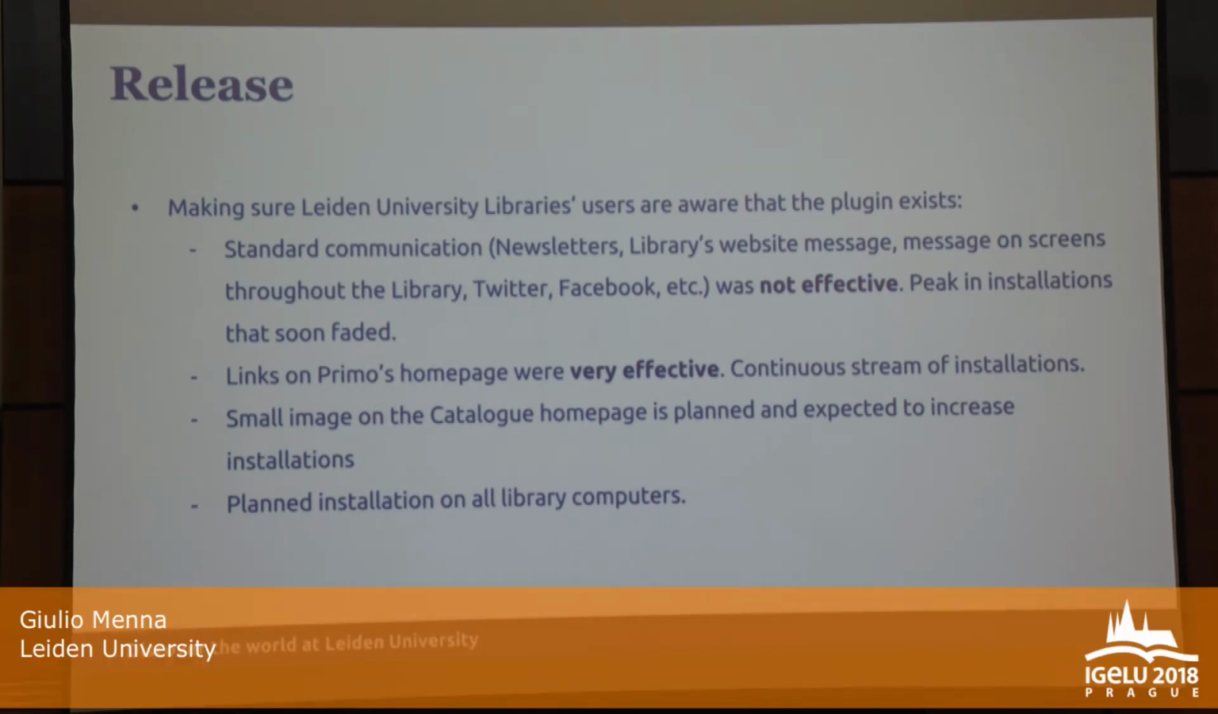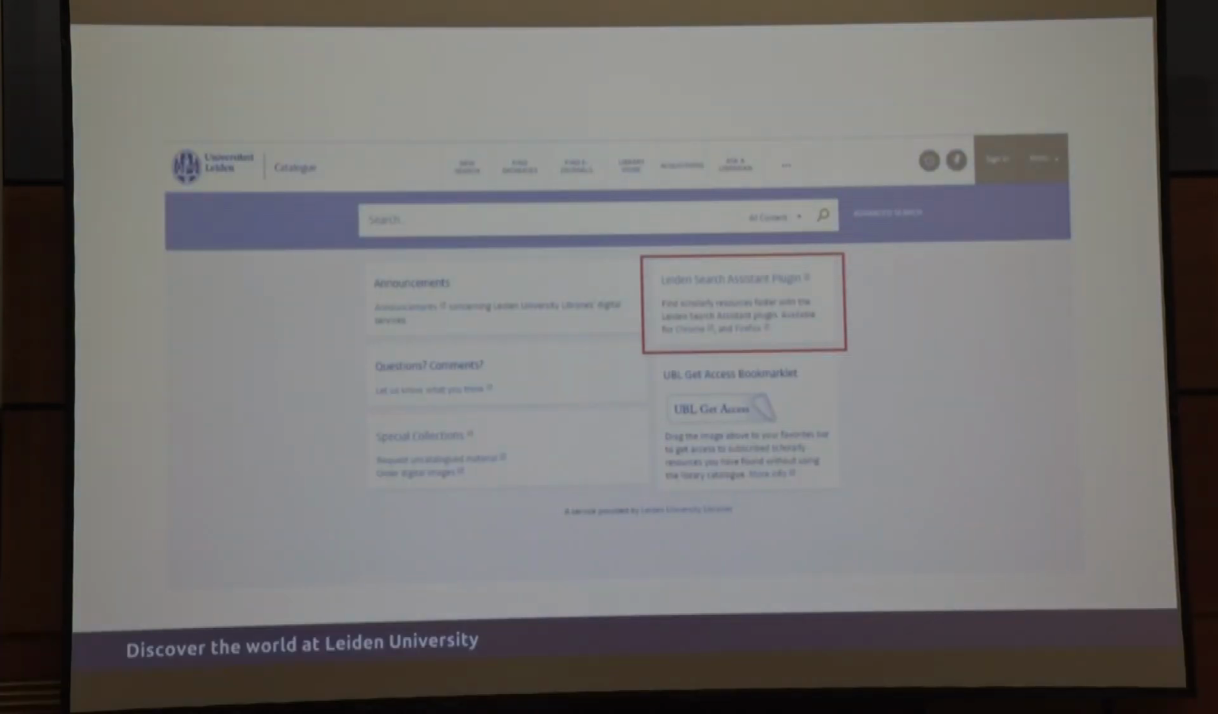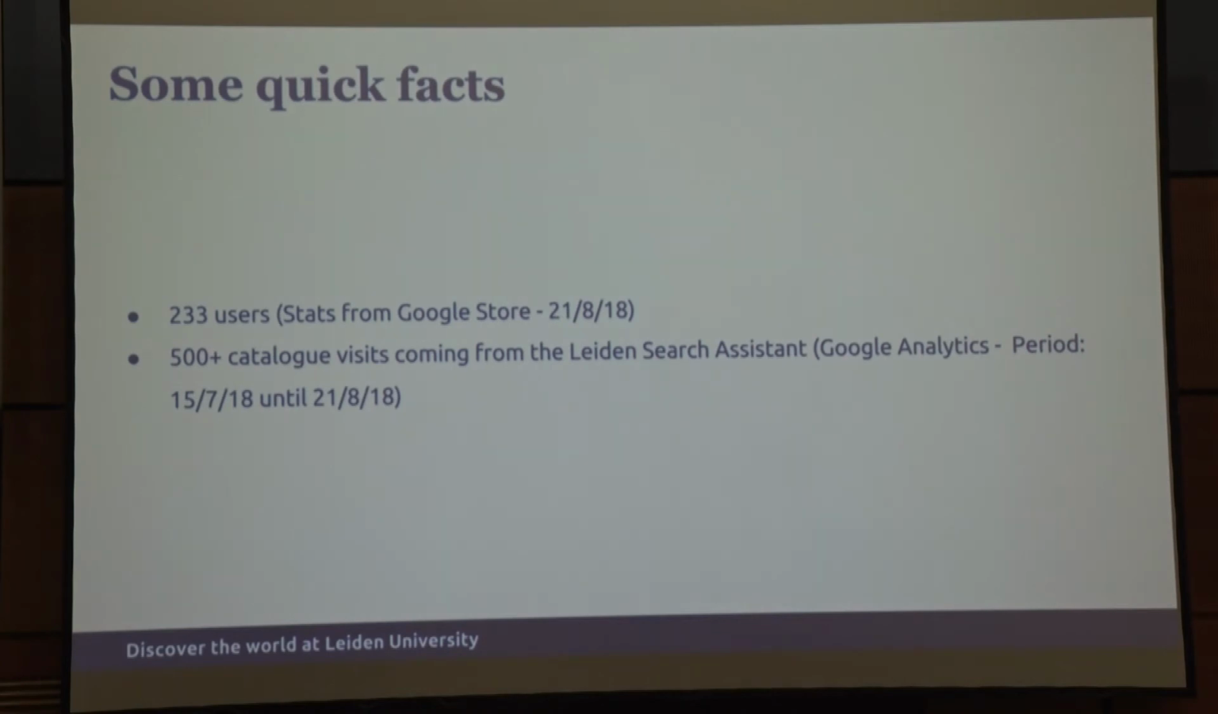As I said, we're planning to install this on our library computers, but future. Yeah, this is where it's at right now. Some quick facts. Nothing impressive because we haven't released it for so long. There are currently 233 users. The stats come from the Google Store. And there are 500 plus visits coming from the Leiden Search Assistant to our catalog.